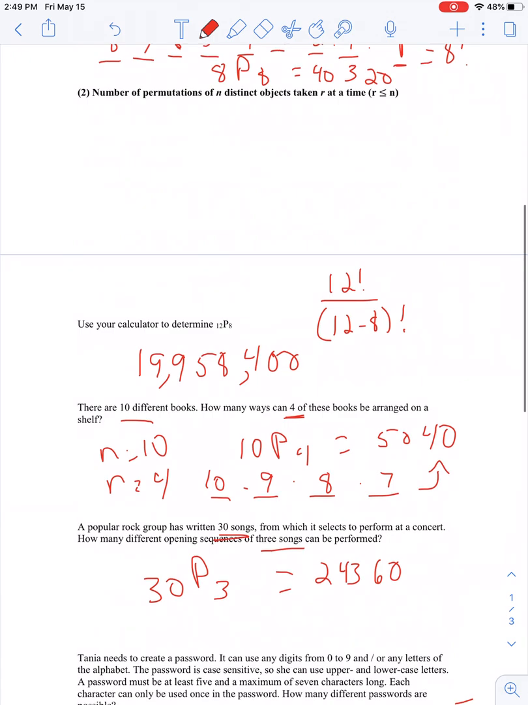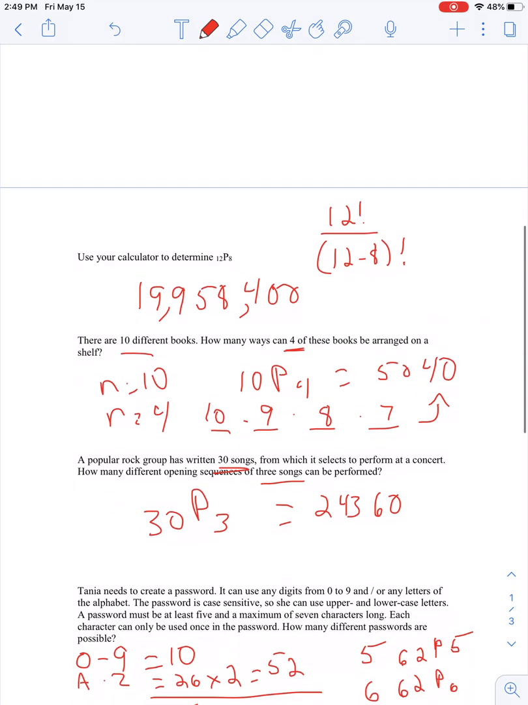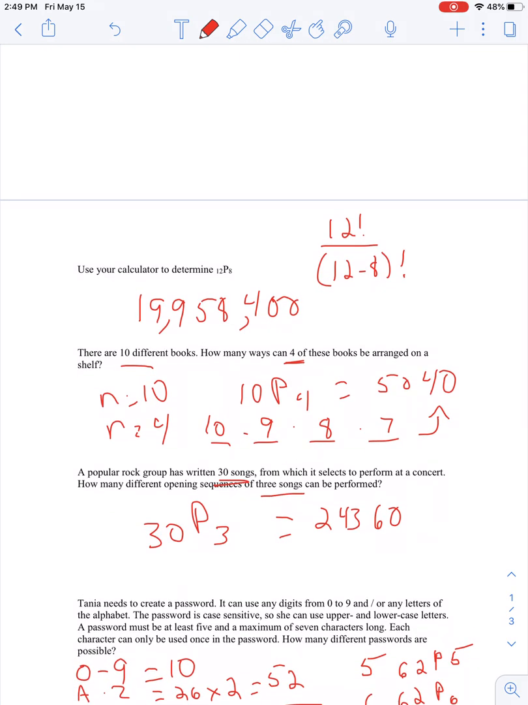Now, next question is, use your calculator to determine 12p8. Try that out. That's just going to be 19,958,400. Now, the next one here is, you have 10 books and you only want to choose 4. Well, now that's just 10p4, 5,040. Or if you did the dashes, 1, 2, 3, 4 dashes for 4 books, 10 choices, 9 choices, 8 choices, 7 choices. And that's also the same value there.